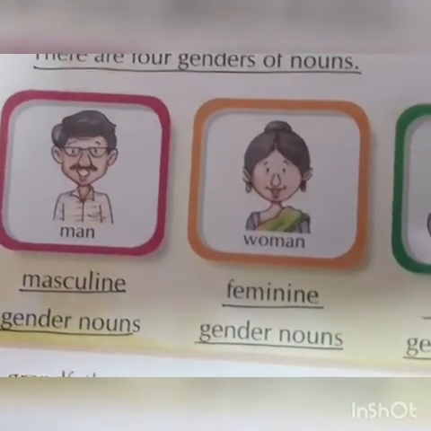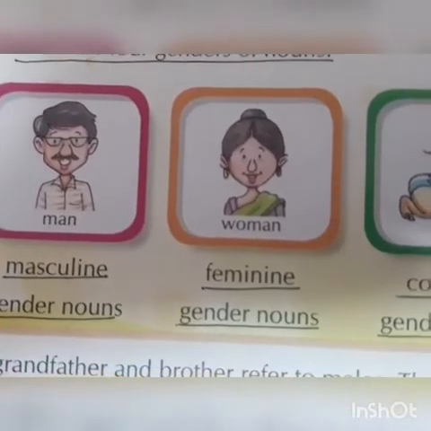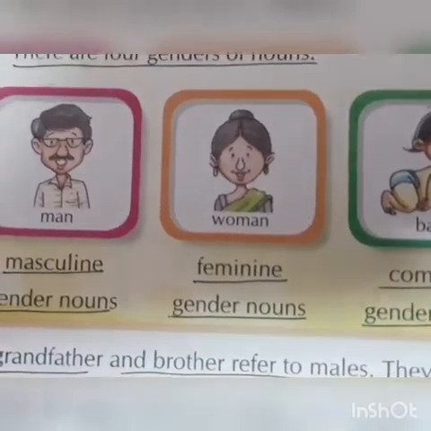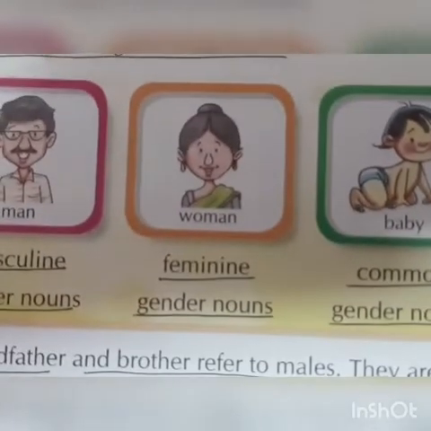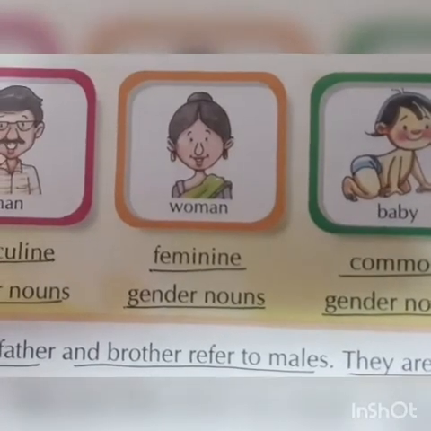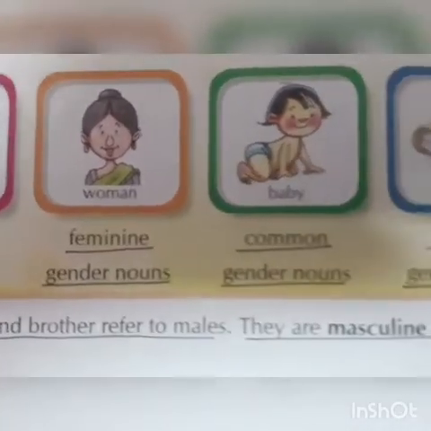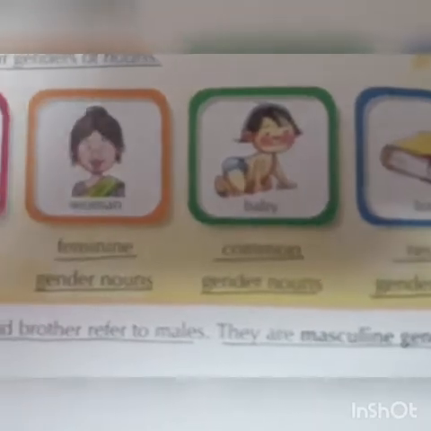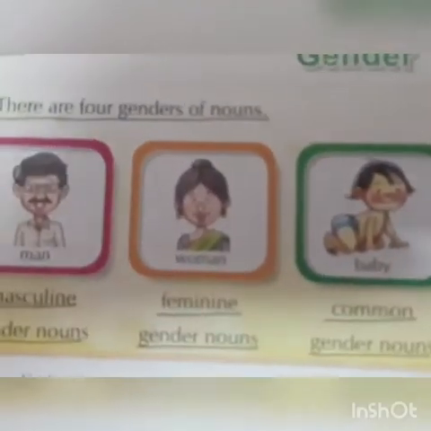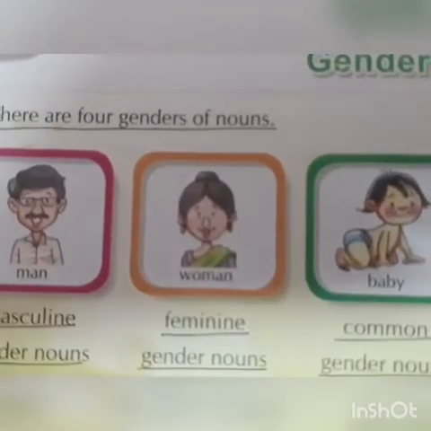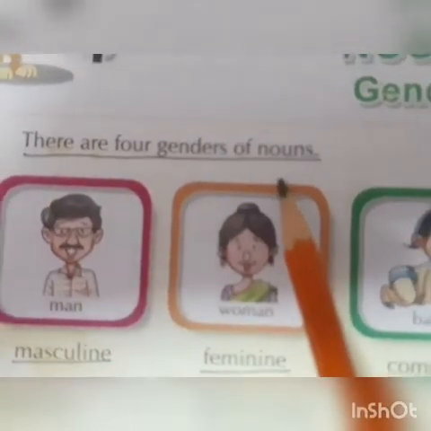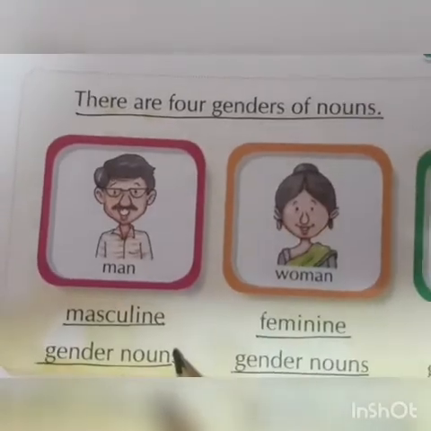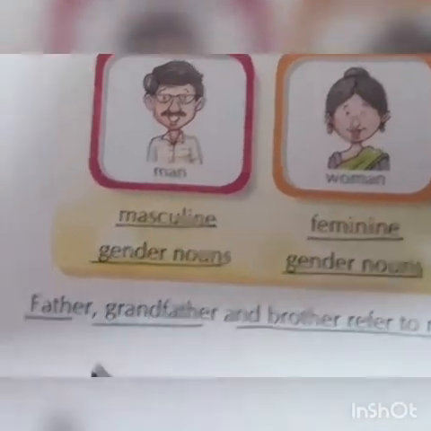A gender means a noun which shows that this is a male or this is a female, or it is a common gender, where it can be a male or it can be a female, and ones which are not living. So those nouns are called genders. Now as I told you, there are 4 types of genders of nouns. Masculine gender. Now first we'll study the masculine gender.